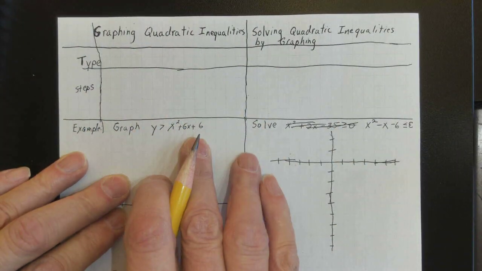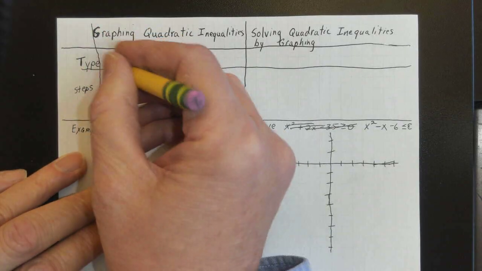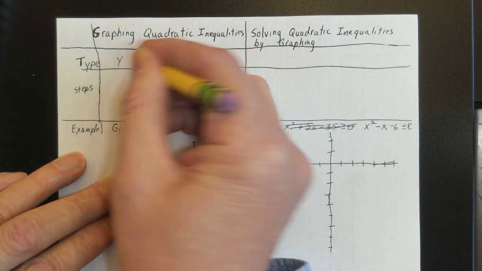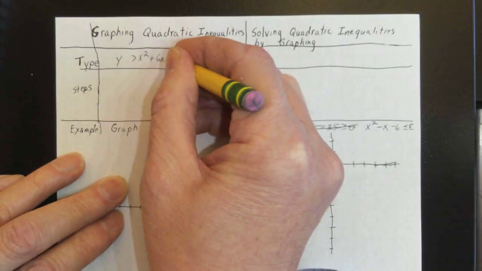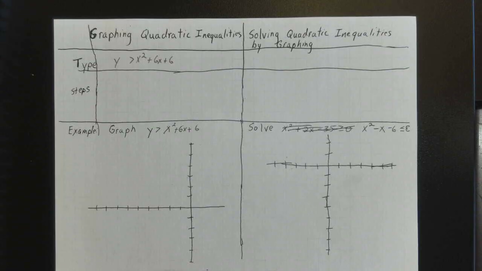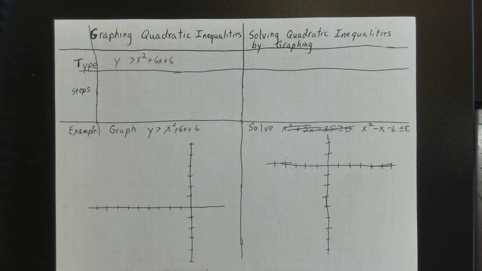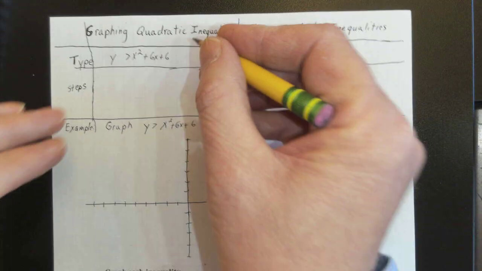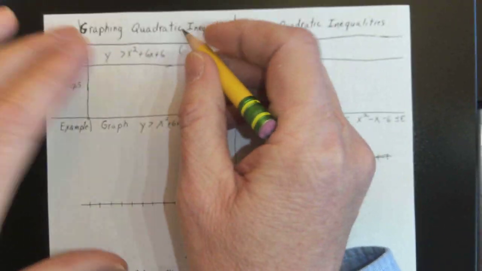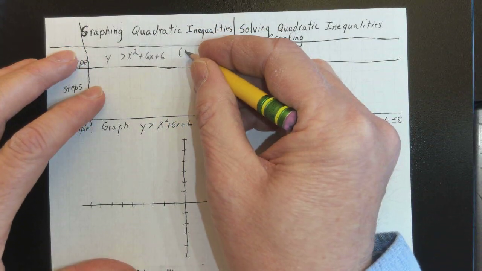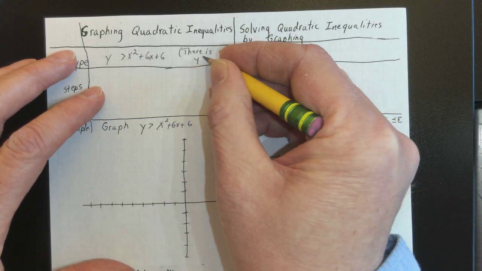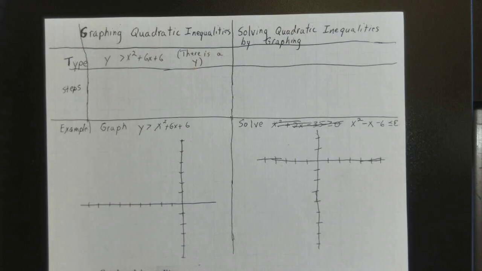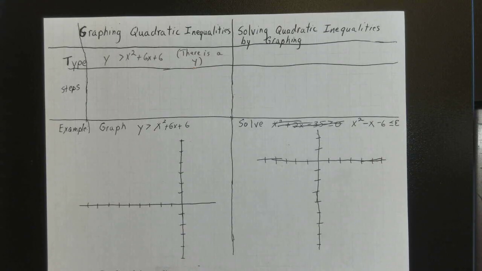So if I am graphing a quadratic inequality, let me just use this for example and say y is greater than x squared plus 6x plus 6. Okay? The important thing to know in these kinds of problems: there is a y in it. Okay? There is a y.